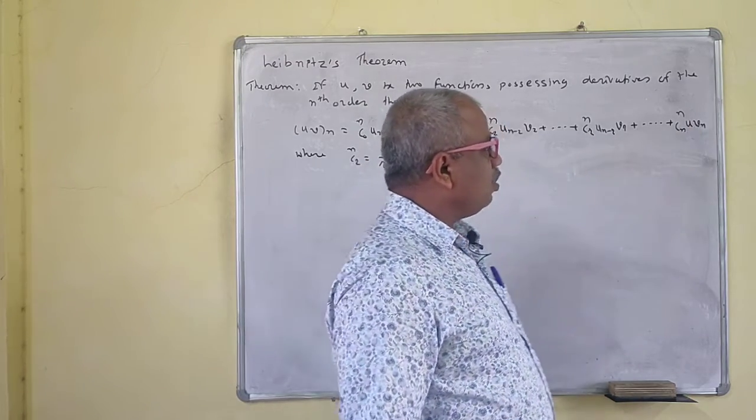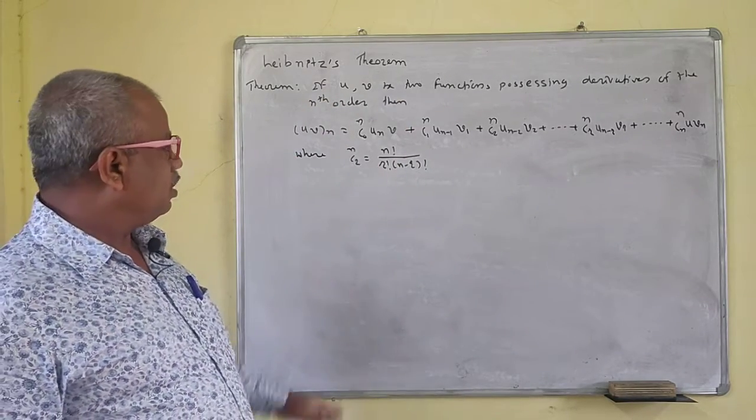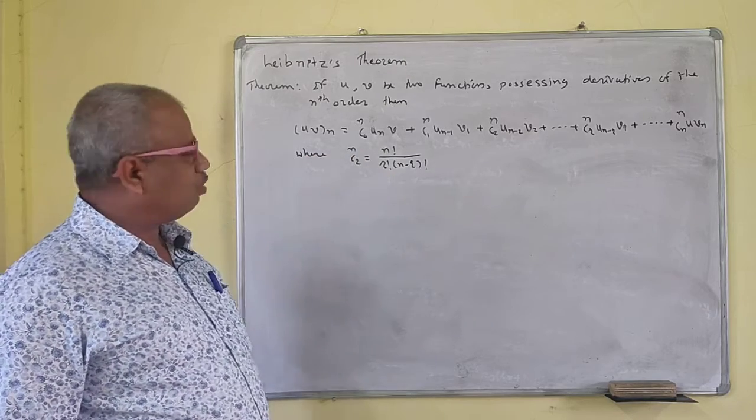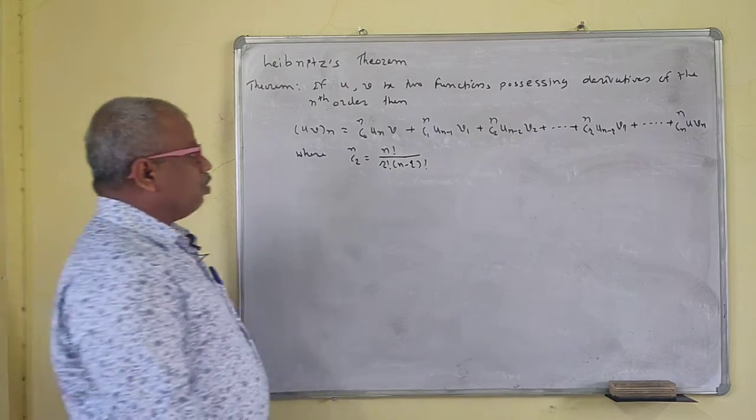The last term is u times vn, where you are not taking the derivative of u, and vn will be as it is. You are familiar with the binomial coefficient: nCr is n factorial upon r factorial into n minus r factorial. Okay, we'll prove this one.